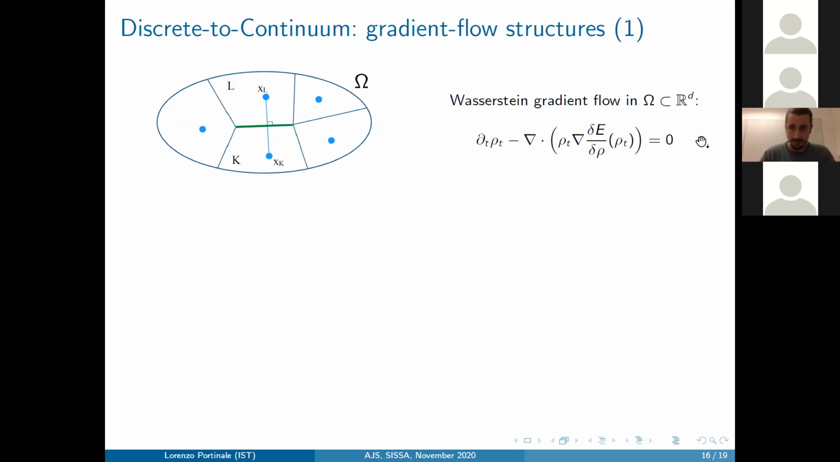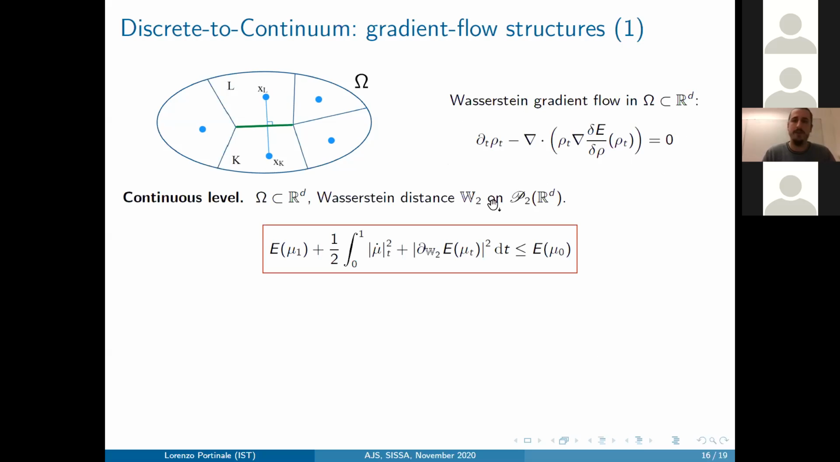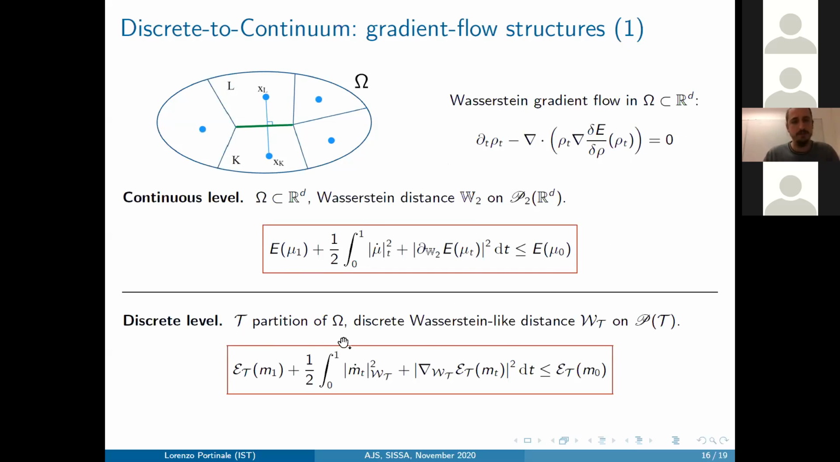And I recall here again, what do I mean by this? At the continuous level, we have the Wasserstein-2 distance and the corresponding EDI inequality. But at the same time, we also have the discrete level. We have a partition, a discrete Wasserstein-like distance on the space of probability measures, and then we also have the discrete version of the gradient flows. So the question here is, can I use the gradient flow structure to prove that if I take solutions to this equation and make the mesh shrink, I obtain convergence to the continuous PDE? Because this will allow me to have an approximation procedure for the PDEs.